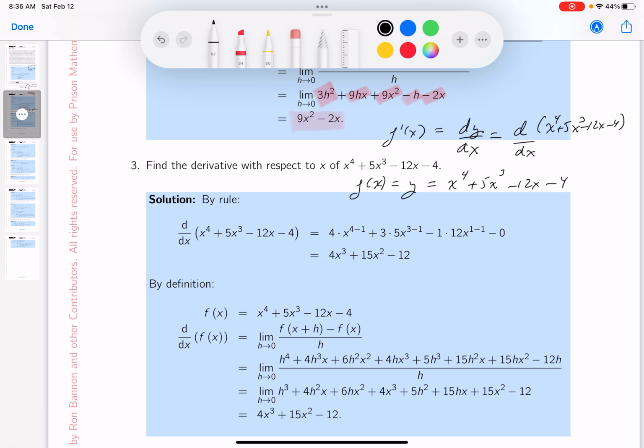And what I mean by that, if you did that, relatively simple to do. What are you going to get? Well, I'll write it down for you. It would be 4x cubed, we're using a rule, plus 15x squared, we're using a rule, minus 12, and then 0. So this would be my answer if I were using the rules. Very little work, and I see that right over here. I see the 4x cubed, 15x squared, minus 12.